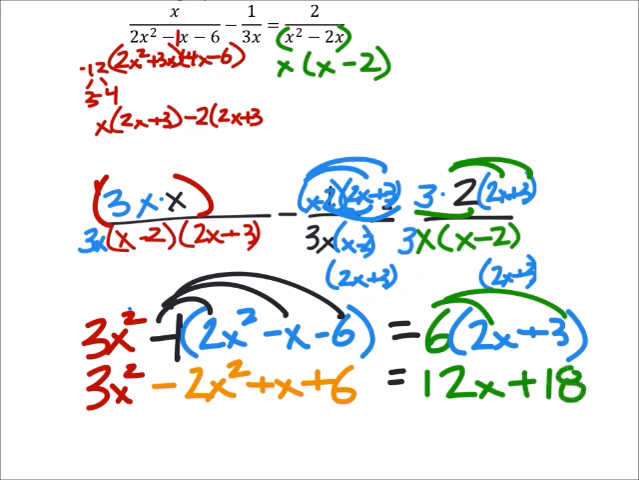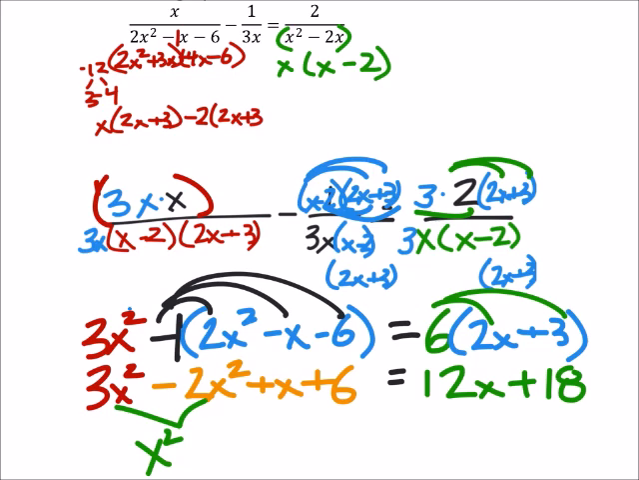Now I need all the terms on the left side. I'm going to put them on the left anyways, so that we have a positive leading coefficient. Well, can you combine them? I'm going to do that as well. Let's combine these. 3x squared minus 2x squared is x squared.